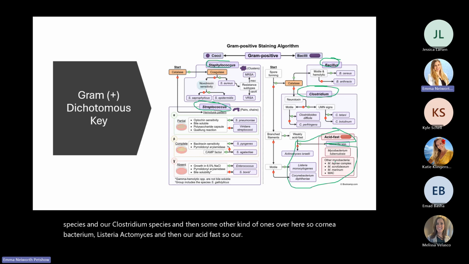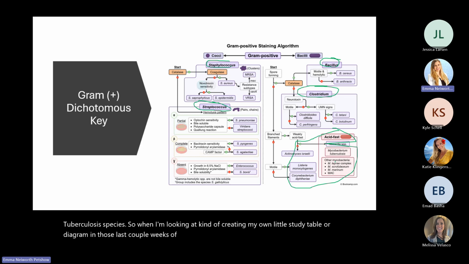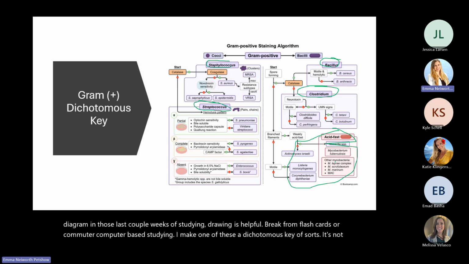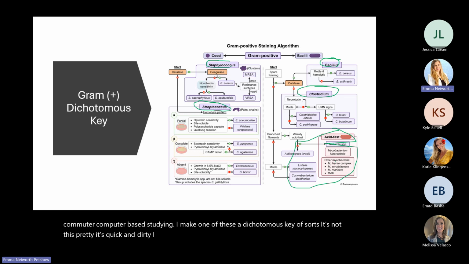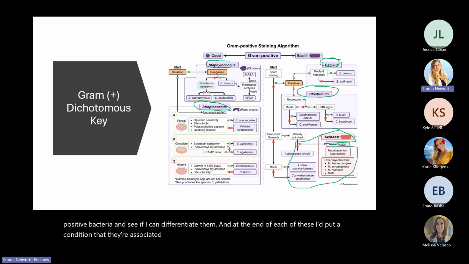So when I'm creating my own little study table or diagram in those last couple of weeks of studying, drawing is a helpful break from flashcards or computer-based studying. I make one of these, a dichotomous key of sorts. It's not this pretty, it's quick and dirty. I just try to throw out my gram positive bacteria and see if I can differentiate them. And at the end of each of these, I'd put a condition that they're associated with. That's why I'd add that in, for my own personal clinical tie-in.